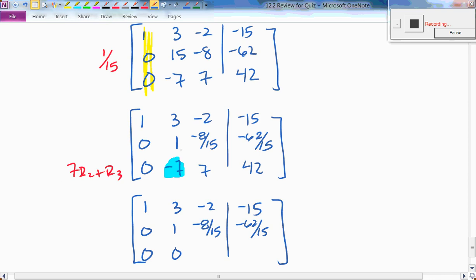We need to do 7 times a negative 8/15. What is that? Negative 56 over 15. And we're going to add that to 7. We need to figure this out and not make a mistake. So, negative 56 over 15 plus 7.